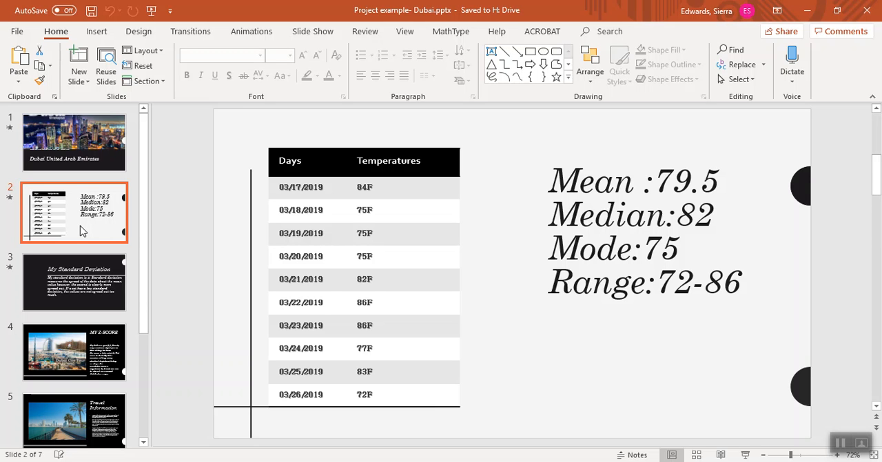March 17th, 2019 to March 26th. Okay, she has a table. She has all the temperatures for those exact dates. With that, she was able to get the mean, the median, the mode, and the range.